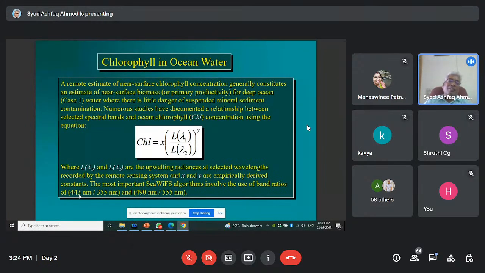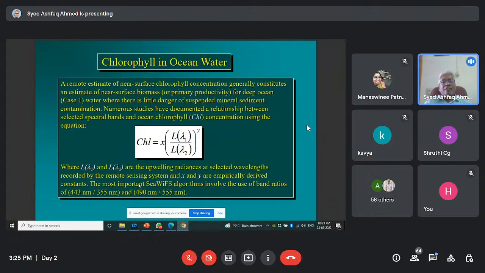You can see 443 divided by 555, and this is especially from the sensor called SeaWiFS, that is Sea Wide Field Sensor. WI means wide, F means field, S for sensor. So for this wide field sensor, we have special bands in these wavelengths. If you take out these wavelengths, this lambda 1 indicates the first band, and this is the second band. If you take the ratio between the first and second band, we get the proportion of chlorophyll present in the water. So this is how it works.